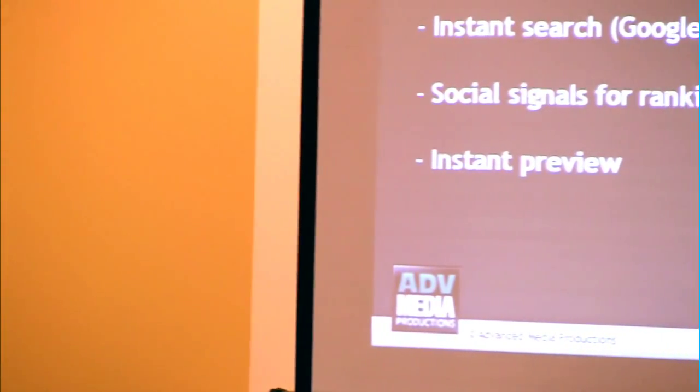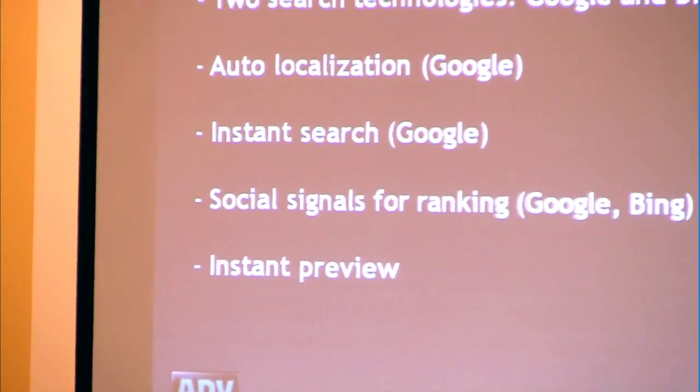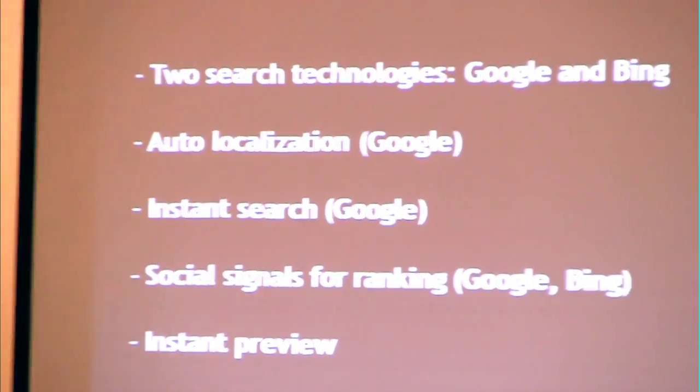So basically today, what's left? You have two technologies for search today. You have Google and Bing. Yahoo now gets Bing results, so you have two players in search. You have from Google what they call auto-localization. Auto-localization means that Google knows where you are. And if you're searching, they're going to give you different results than somebody living in Texas.